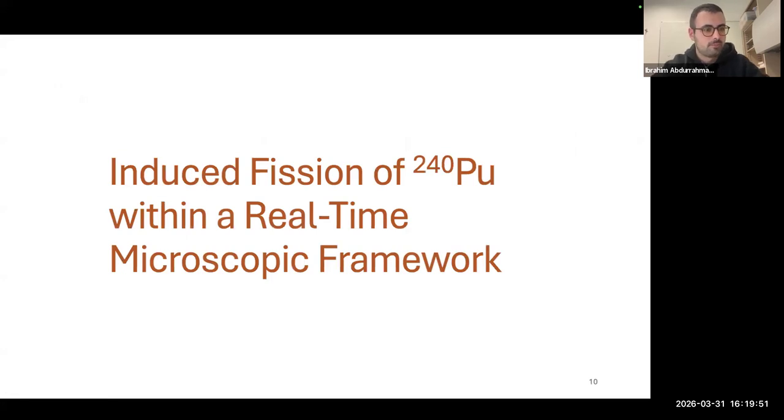All right, so now to actually get into the meat of this talk, we're going to talk about the induced fission of plutonium-240 within a real time framework. This was a little bit before I joined the group at the University of Washington, but this is really where this entire enterprise got kicked off.